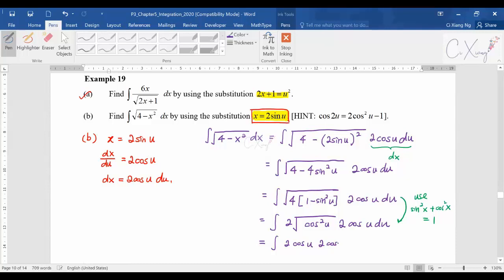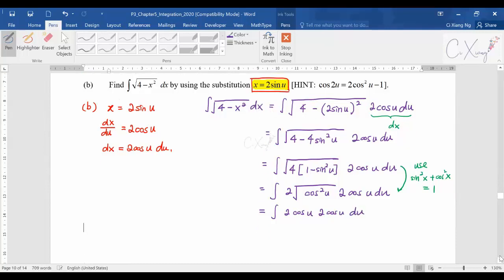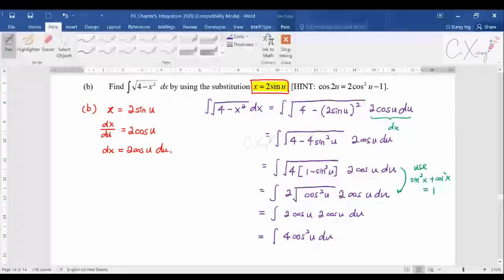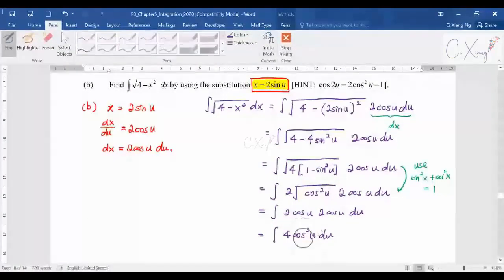Alright, so 2 cos u du. So this is what I have for now. And after that, if I continue further, then I will have 4 cos square u du. Then if you compare the original equation and the equation after the substitution, you realize that everything now becomes u. There's no more x. That means you can start to do the integration.